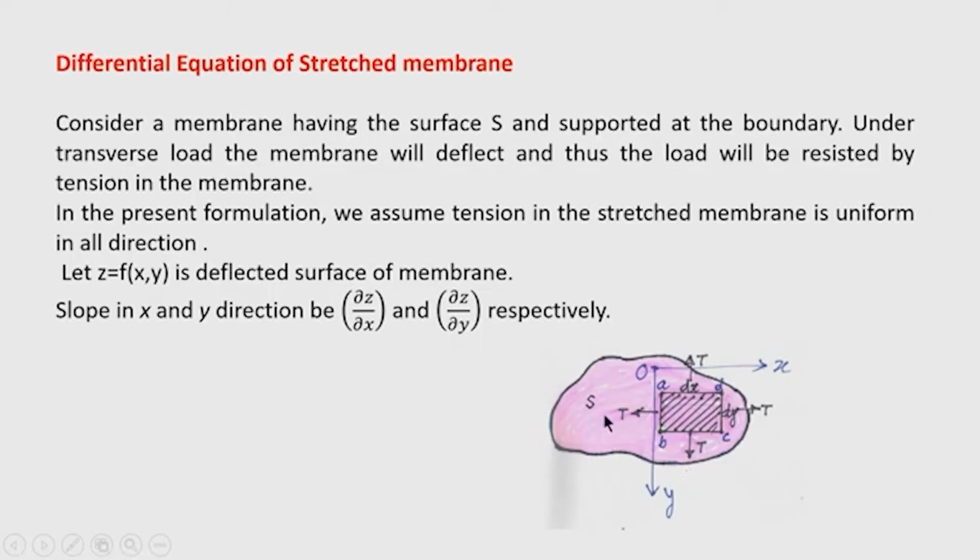Okay. The slope of the deflected surface of the membrane in the x direction is del z by del x, and in the y direction del z by del y. What is z? z is a function of x and y, the deflected surface of the membrane. In the present formulation we take the tension in the stressed membrane as uniform, but it is not necessary that the tension must be uniform. If the tension is non-uniform, the differential equation and its solution will be complicated. But for simplicity, let us discuss the case with a uniform tension in the membrane.